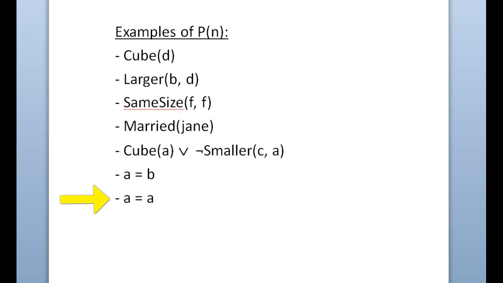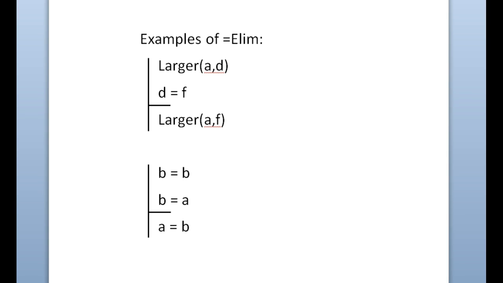And then finally, the sentence a = a. That could also be an example of Pn. That's a sentence, so it qualifies. And it contains two occurrences of a name, a. So a stands in here for our general n. So let's look at a couple of simple examples of how to use the rule of identity elimination.